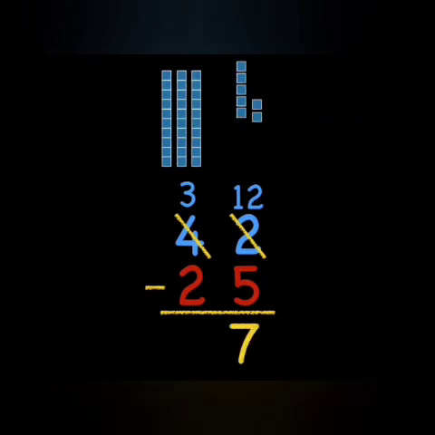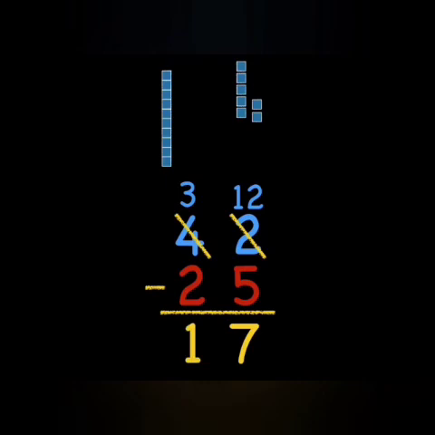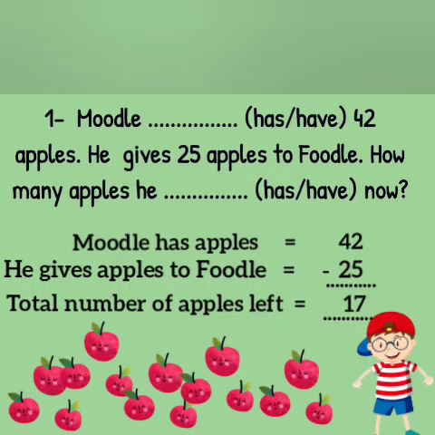7. Very good. Now let's take away 2 tens from 3. 1 and 2. So how many tens are left? 1. So our answer is 17. So the total number of apples left is 17.